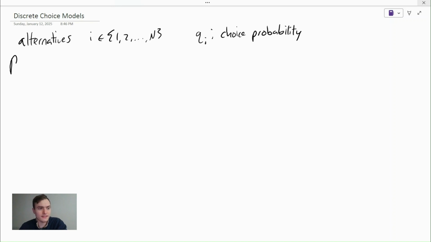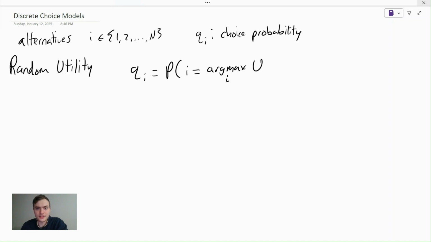And then we have a subset of discrete choice models that's most common, which is random utility, meaning utility is a function that represents how desirable a certain choice is. And so the highest utility alternative is chosen. Putting that in math notation, that means Qi is the probability that i equals the argmax over i of ui, of utility i. It has the maximum utility.